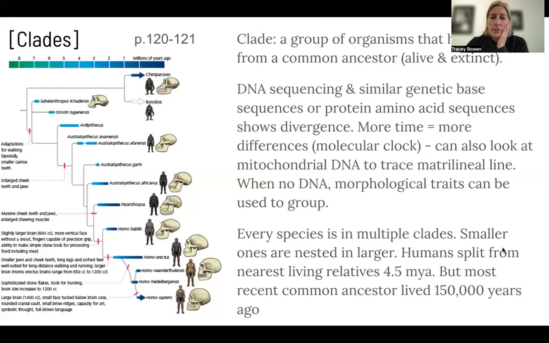So humans split from our nearest living relatives 4.5 million years ago. And so here you can see Homo sapiens. And then we're in the same clade here as Homo erectus. And then our most recent common ancestor here would be at this clade point, or potentially at this clade point here. But our most recent common ancestor lived about 150,000 years ago.